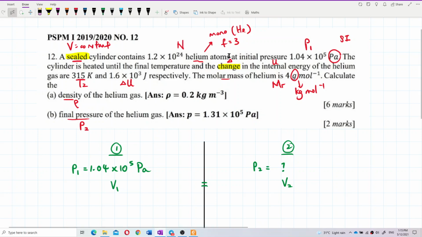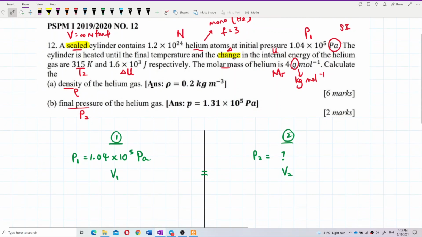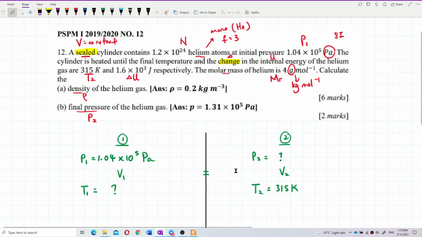Okay, we have the final temperature, right? So we have T1, we don't know. But we have T2, final temperature, which is 315 Kelvin. You see, when you have information more systematic, you can solve the question easily.